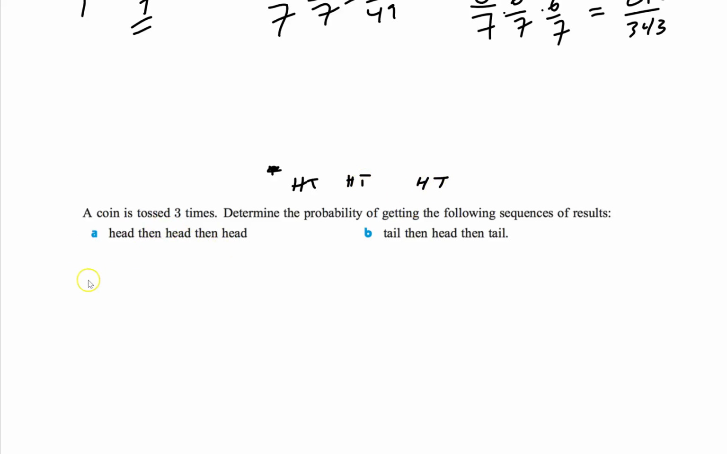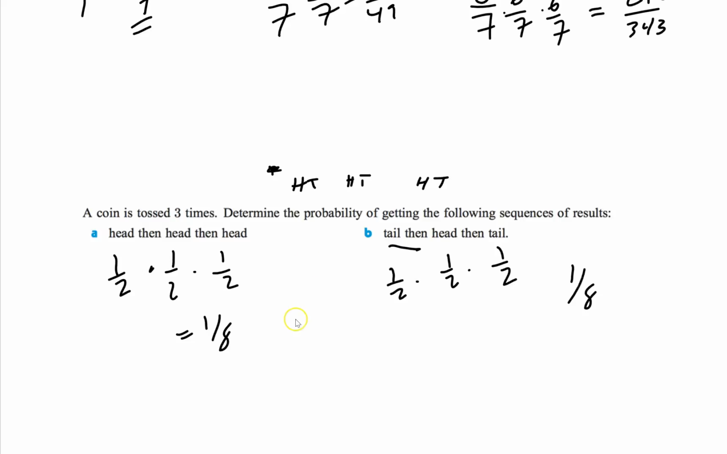Getting heads and heads and heads. Well, remember, odds of getting heads is 1/2. Odds of getting heads, 1/2. Odds of getting heads, 1/2. 1 out of 8. Tails and heads and tails. Well, odds of getting tails, 1/2. Odds of getting heads, 1/2. Odds of getting tails, 1/2. 1/8. It's exactly the same. Exactly the same. I can show you with the grid, but I think you guys believe me.